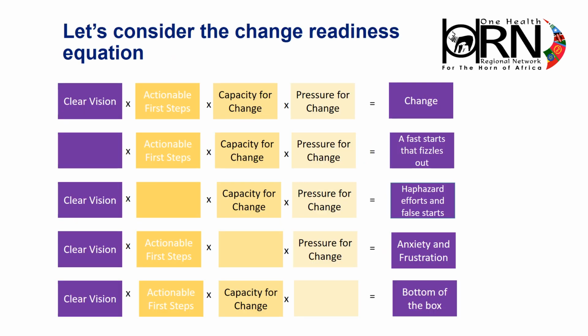Any change that you are attempting to initiate is more likely to be successful if the factors defined in the readiness equation shown on the slide are present. This consists of a clear vision, agreed actionable first steps, the capacity in terms of resource and skill, and a suitable amount of pressure to ensure progression in the right direction. If any one of these factors is not present, it will have a detrimental effect on your ability to implement change.